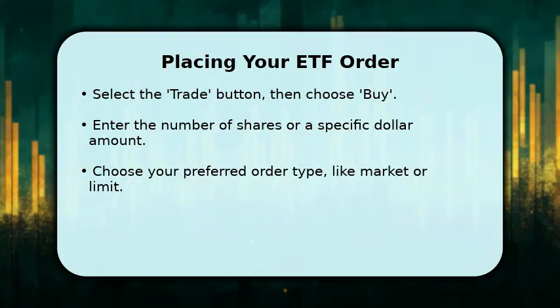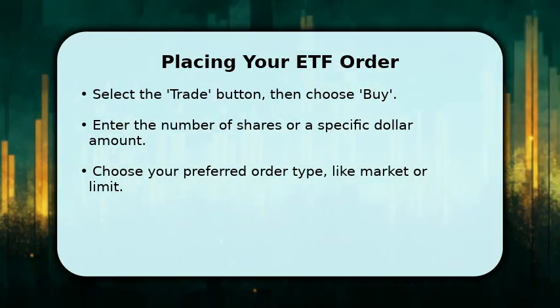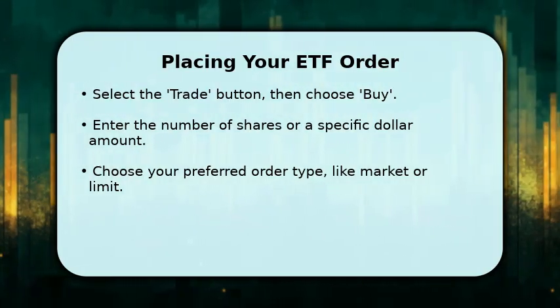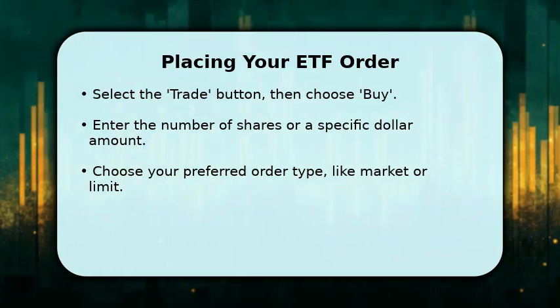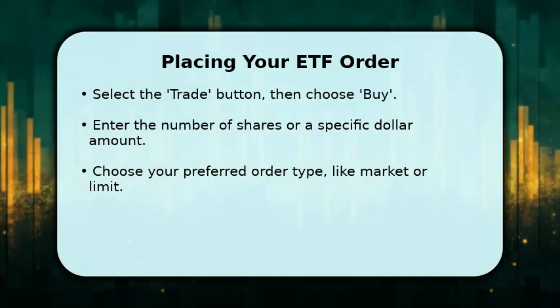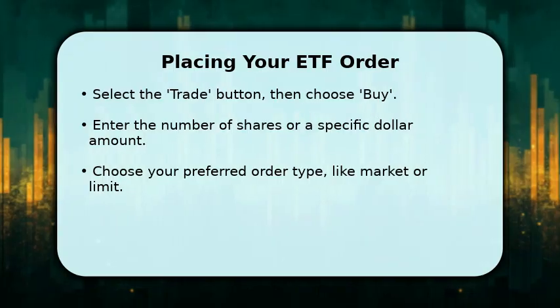Next, select your order type. A market order executes immediately at the current price, while a limit order lets you set a maximum price you are willing to pay, offering more control over your purchase.